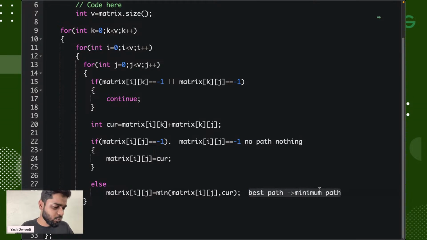And the complexity will be order of n cube, and this is nothing but a DP approach.